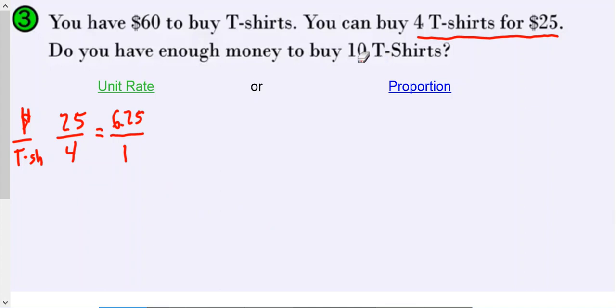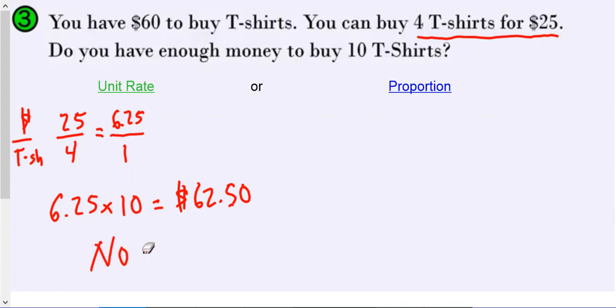Now we want to figure out if we have enough money to buy 10 t-shirts. So we're going to multiply that cost for 1 t-shirt times 10, so we can figure out how much it costs for 10 t-shirts. And $6.25 times 10 would be $62.50. Do we have enough money? No, we do not. We're $2.50 short.